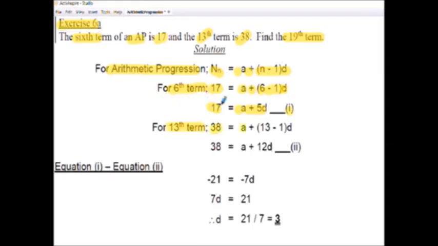Still don't know the a, but we know little n is 13 now, so again we can rewrite an equation, and we get 38 is equal to a plus 12d this time, and that's equation 2. So I've generated two equations here.